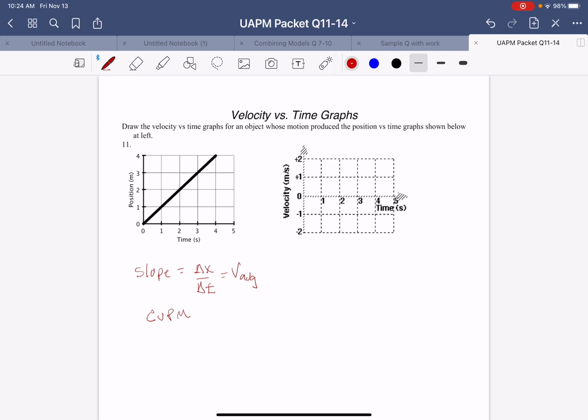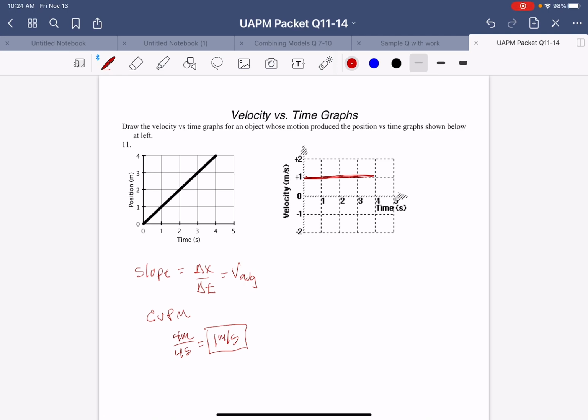The slope is 4 meters divided by 4 seconds, or 1 meter per second. So that's my average velocity, my constant velocity for this object. So now I can make a velocity time graph. All I would do is draw a horizontal line at 1 meter per second for 4 seconds. Now, both of these graphs show the same motion. One is a position time graph, one is a velocity time graph.